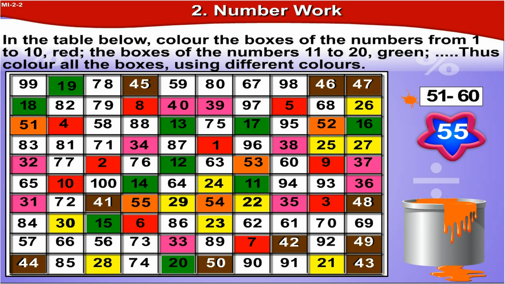Now number 56. Why don't you color the box in orange color then? Now look for number 57 and color the box containing number 57 in orange color. Here comes 58. And let us color the box containing 58 in orange color. Let us put a dash of orange color in the box containing number 59, and here it is. Now number 60. Let us color the box containing number 60 in orange color.